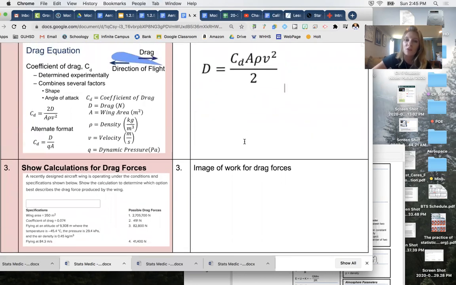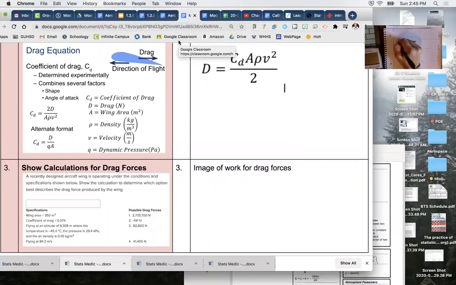So for this first one, I'm going to pop over to my camera so that you can see my work with my calculator. I have a calculator, I have my piece of paper, and I'm going to start using the drag formula. Drag is equal to the coefficient of drag, which is right here, 0.074. I'm multiplying that times my A.